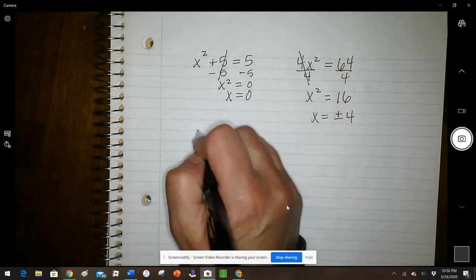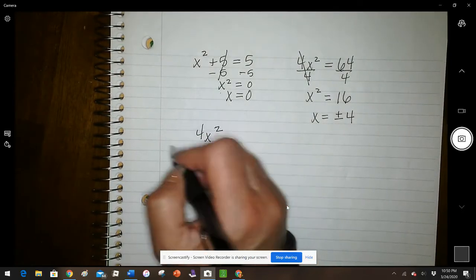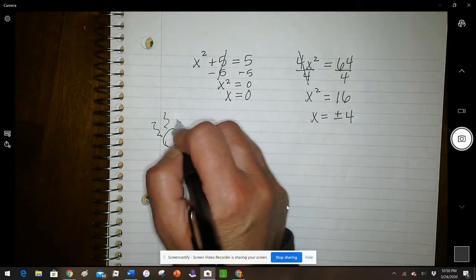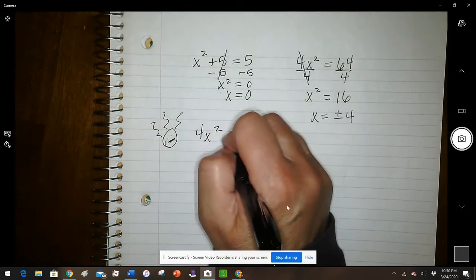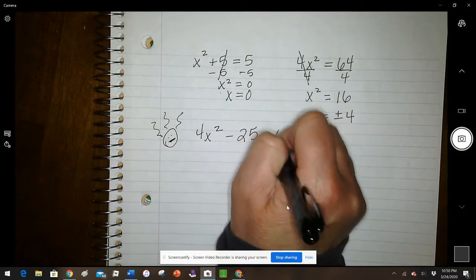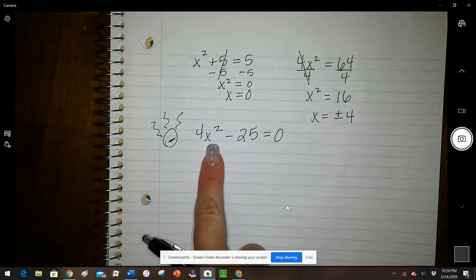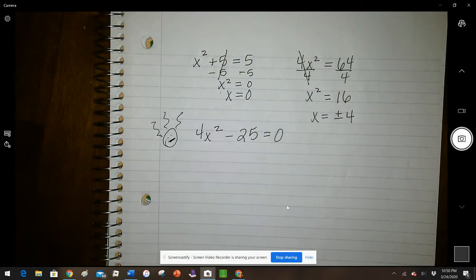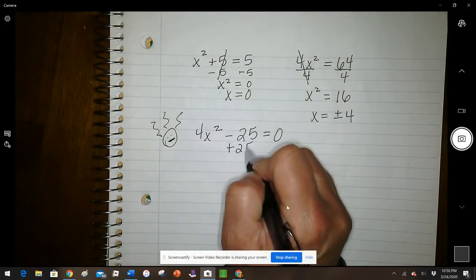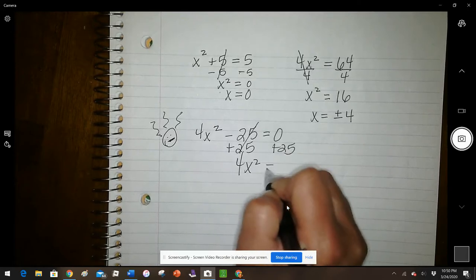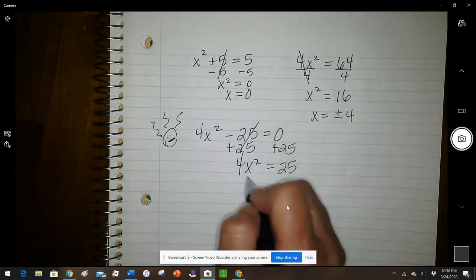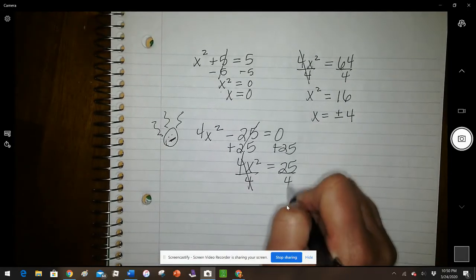All right, how about this one? Let's get a little bit hairier. So 4x squared minus 25 equals 0. Let's go get x by itself. So I'm going to add 25 to both sides first. Okay, so 4x squared equals 25. Let's go divide by 4.